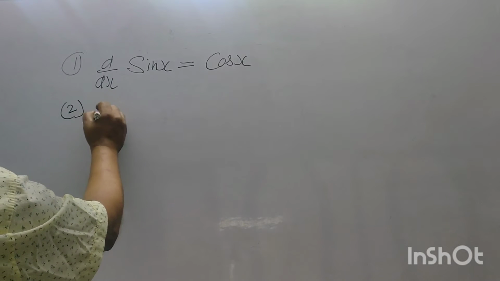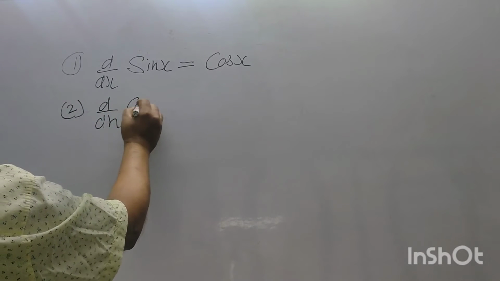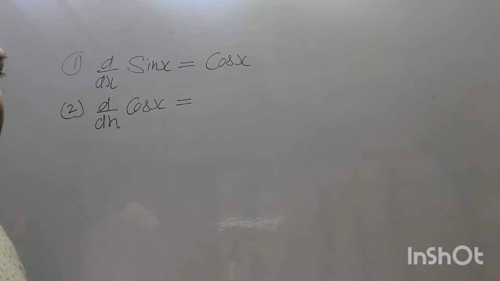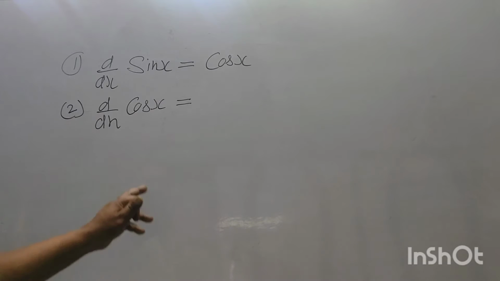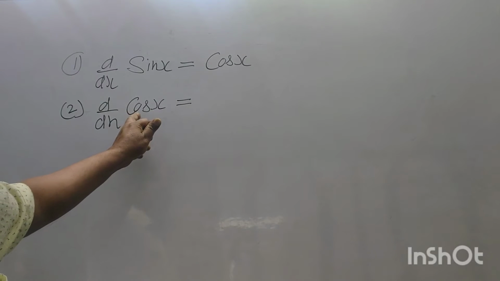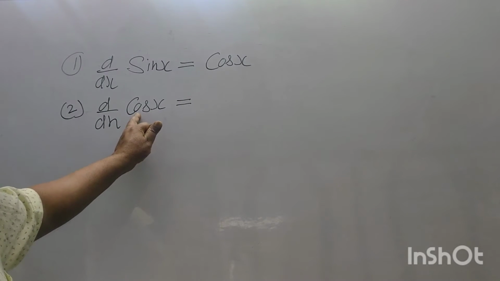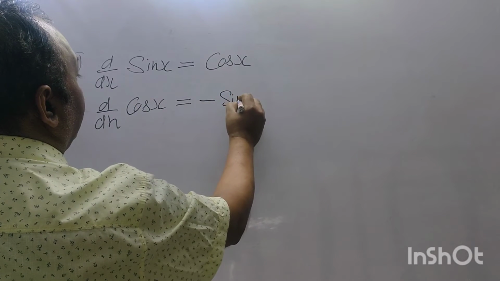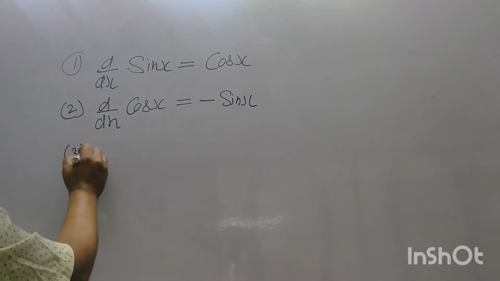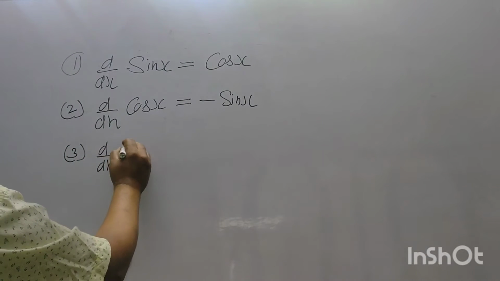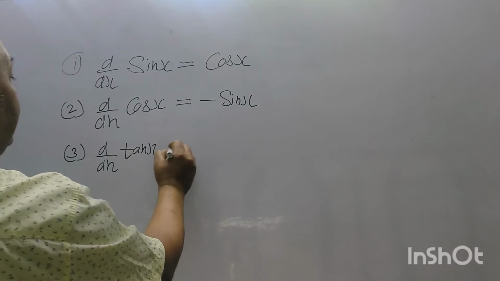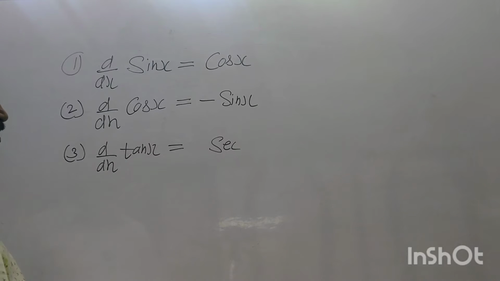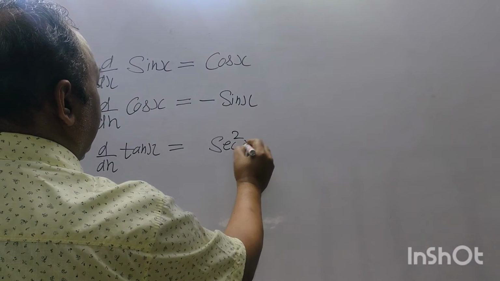Second formula is d upon dx of cos x. A trigonometrical function which starts from the letters co has a negative derivative. Derivative of cos x is equal to minus sin x. Third is derivative of tangent x. Tangent x का derivative positive होगा because it does not start from the letter co, secant square x.